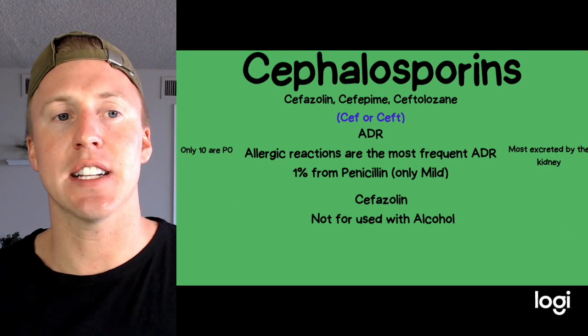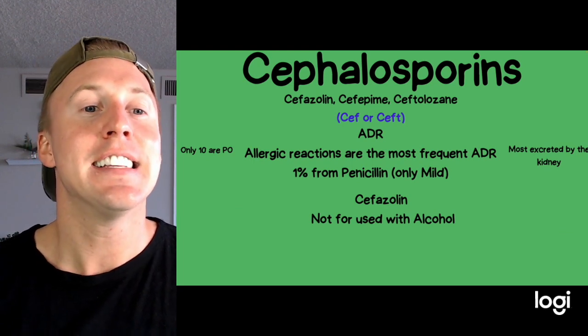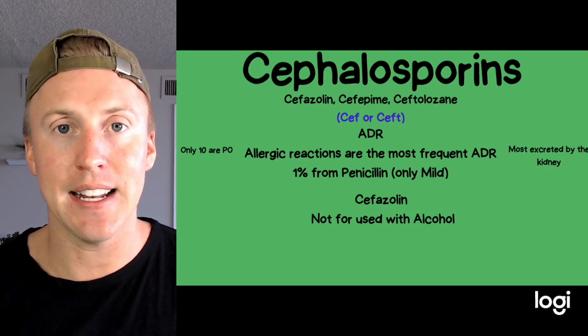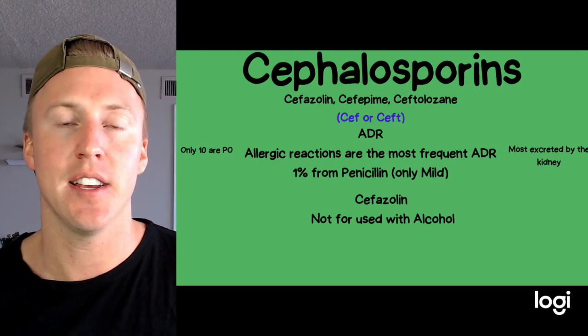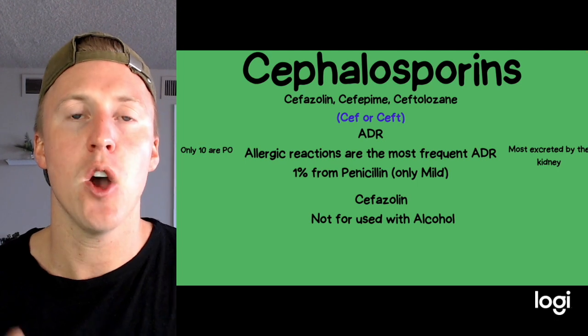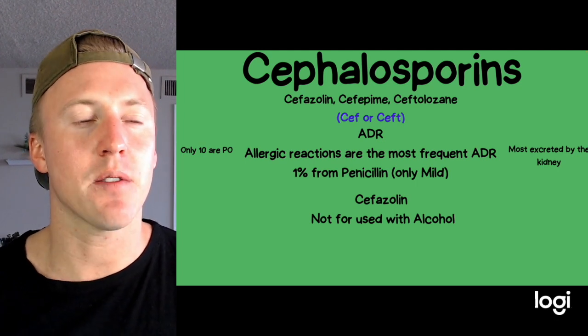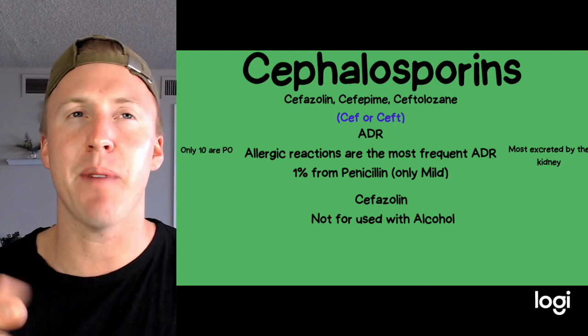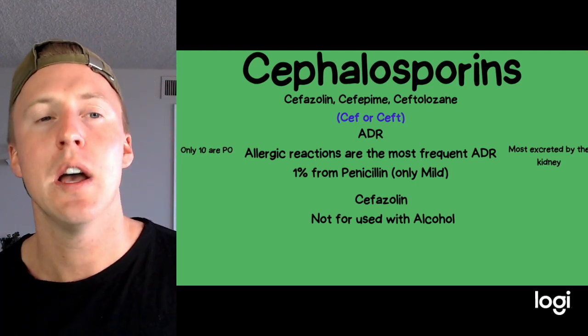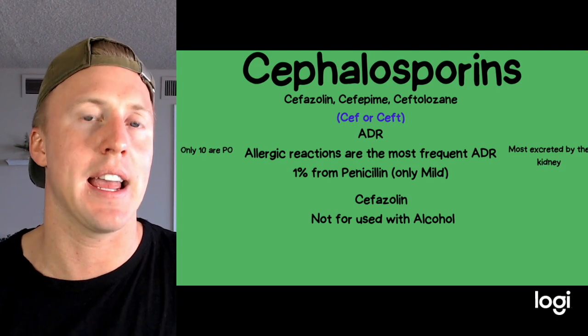Cephalosporins, again, just good examples are cefazolin, or cefepime is another good example. And relatively, these medications start with Cef or Ceft, okay? So Cef or Ceft, and there's a ton of them. Now, these medications are commonly going to be IM or IV. There is about 10-ish that are PO, but you'll see these more likely to be IM or IV.